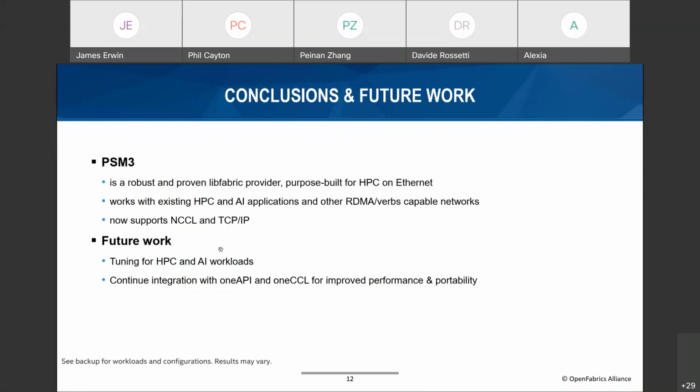In the future, we're going to be continuing to tune for HPC and AI apps. We have a few different new clusters that we are working with that have many NICs per node, and we're working on improving integration with oneAPI and oneCCL for multi-rail performance as well as portability of the codes.